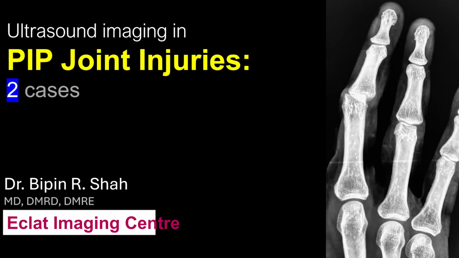With that introduction, let me tell you that PIP joint injuries are very common, both among athletes because of sporting injuries and among civilians because of falls on the outstretched hand. If these injuries are not diagnosed in time, which commonly happens, and are suboptimally treated over a long period, they lead to flexion contracture and stiffness of the finger. This stiffness can result in extension stiffness or flexor stiffness. So I am going to present two cases of flexor contracture of the PIP joint. So let's talk about the pathologies.